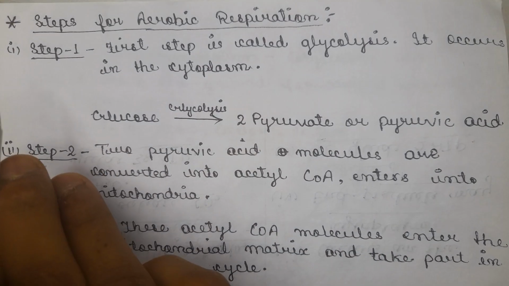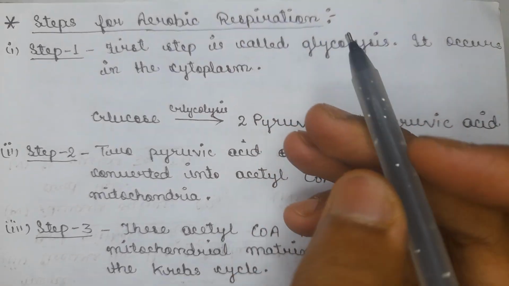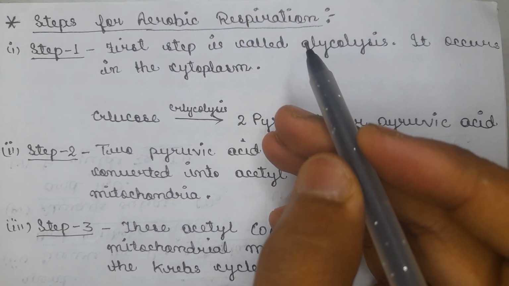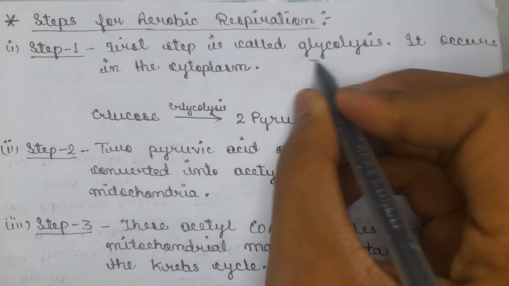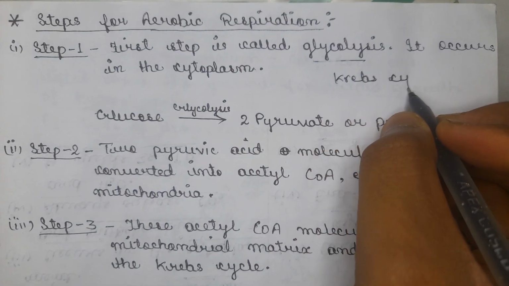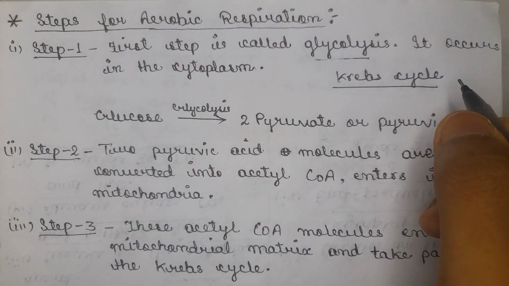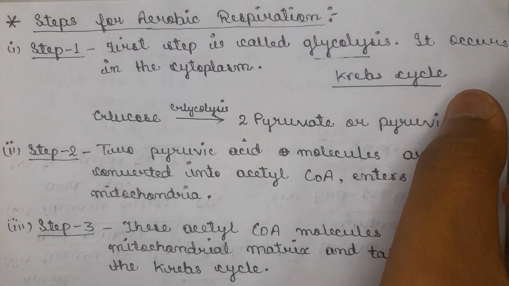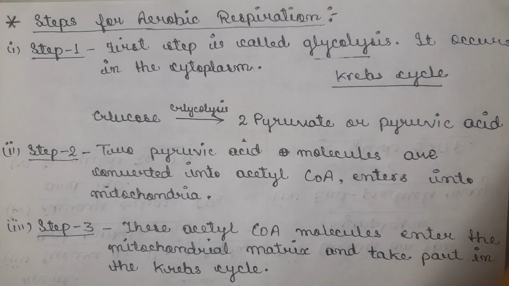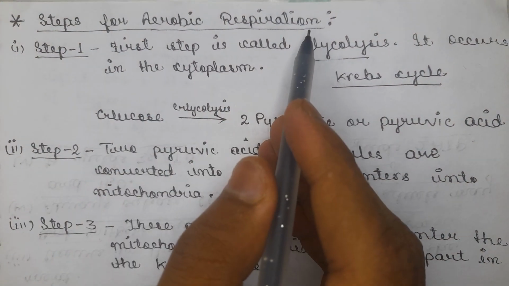So glucose is the simplest molecule, and it enters a series of reactions called glycolysis, and another process called the Krebs cycle. These are both the processes, or reactions, in which the aerobic reaction occurs. So starting with the topic, steps for aerobic respiration.